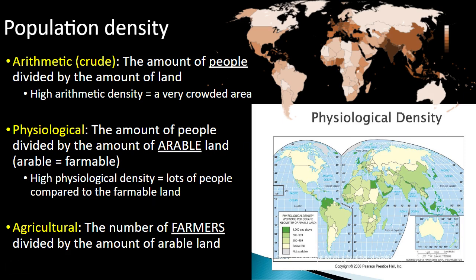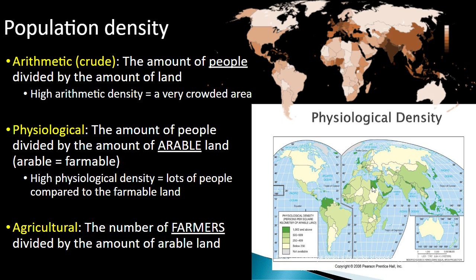This picture on the bottom right shows you physiological density. So you got some countries that are dark green, meaning they have high density. These would be countries like Japan, South Korea, Indonesia, Vietnam, Egypt, Cambodia, and Venezuela, and the United Kingdom. So notice you have a mixed bag of highly developed and less developed. Physiological density has nothing to do with your level of development. It just has to deal with the amount of arable land you have compared to people.